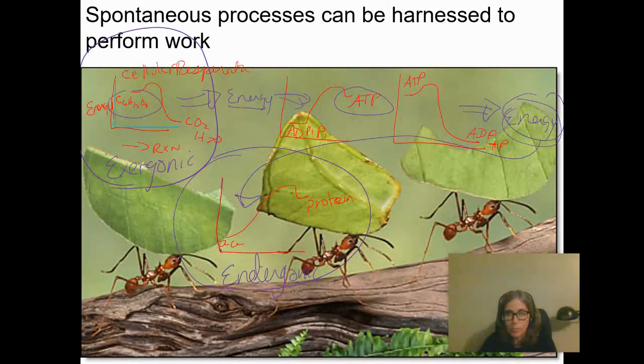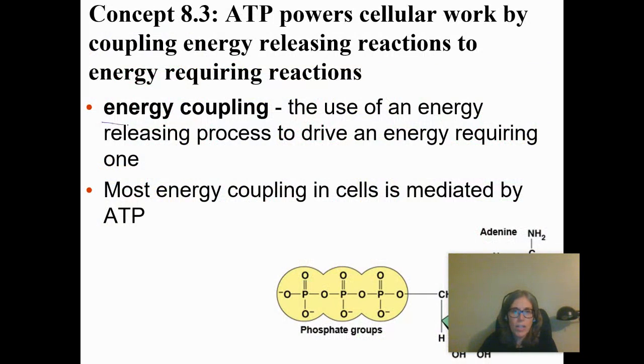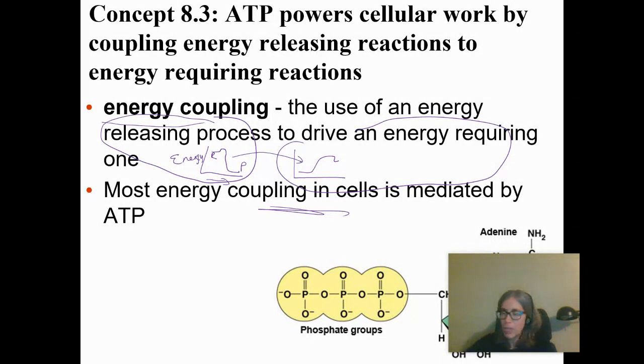All right, so energy coupling is the use of an energy releasing process to drive an energy requiring process. So again, an energy releasing process is like this, where the reactants have more energy than the products. And this is the reaction moving this way. And so you use the energy released here to drive some energy requiring process, right? Here's the energy releasing process. Here's the energy requiring process. Most of the energy coupling in your cells is mediated by ATP.